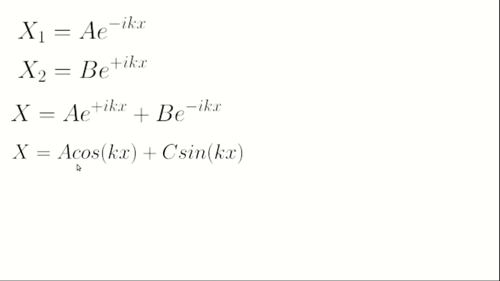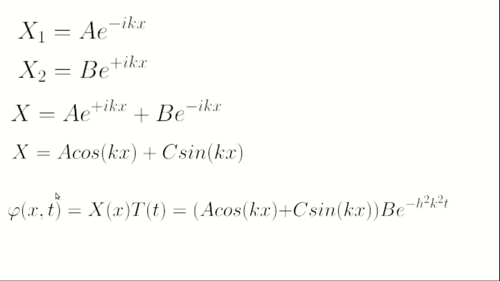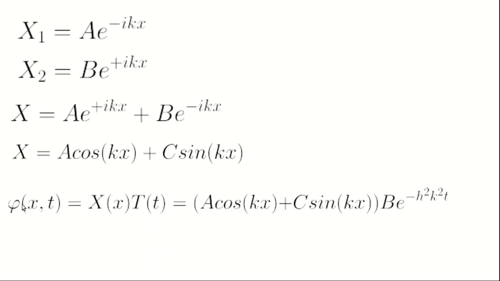So from this point, we can now combine the X and the time parts to give us our final solution. So our psi, which is the temperature, is equal to X multiplied by T, equal to this part and this part. And that's it.